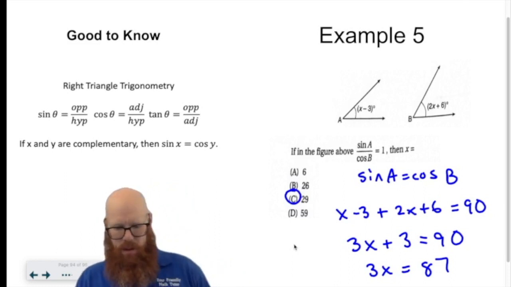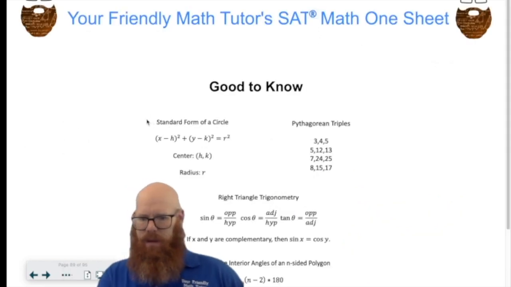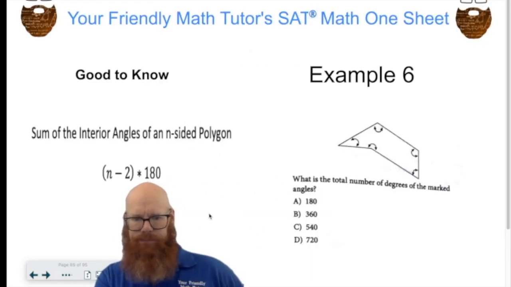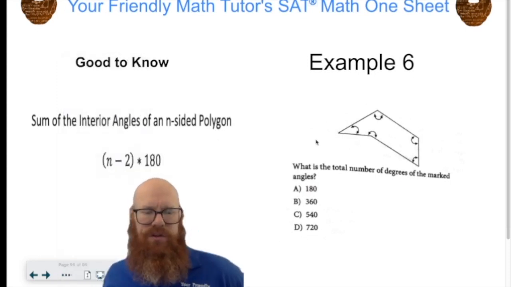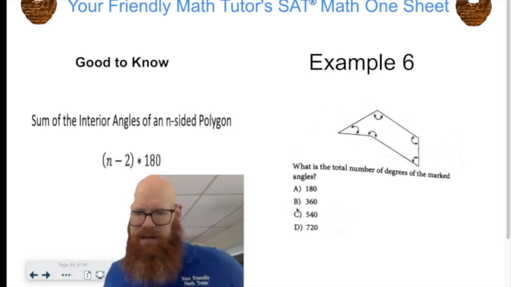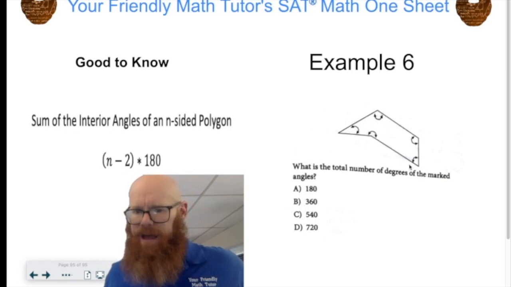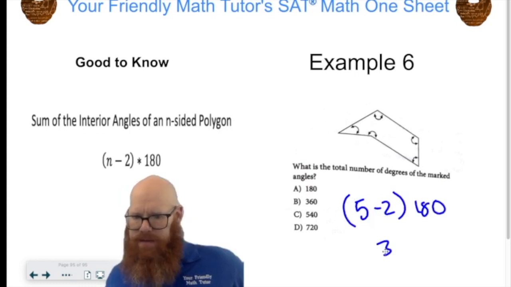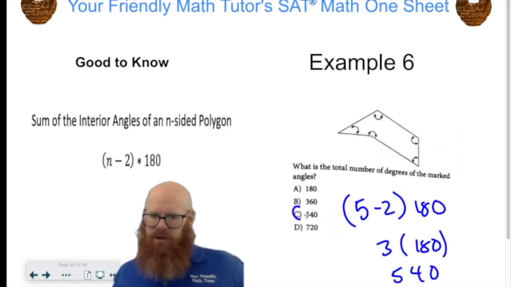All right. Now we move to our last type, which is the sum of the interior angles of an n-sided polygon. So the sum of the interior angles of an n-sided polygon is just n minus 2 times 180. So this one's pretty straightforward. We just have to know there's 1, 2, 3, 4, 5 angles. So this is a pentagon. And the total number of degrees would just be 5 minus 2 times 180. And that is 3 times 180. And that is 540.